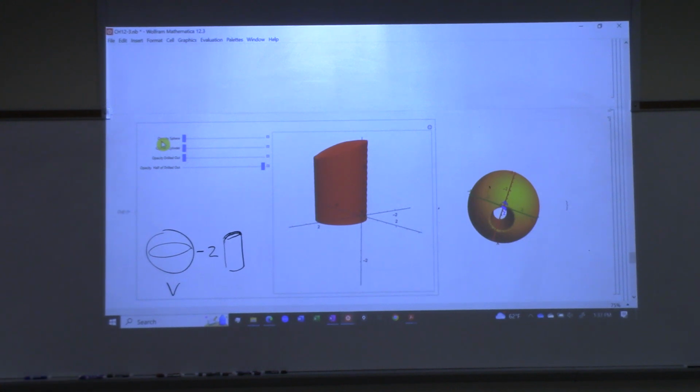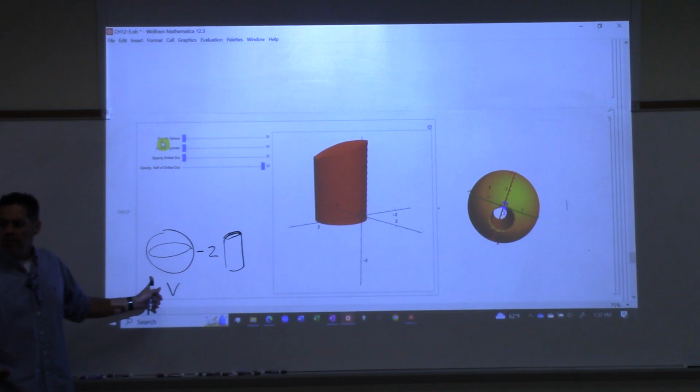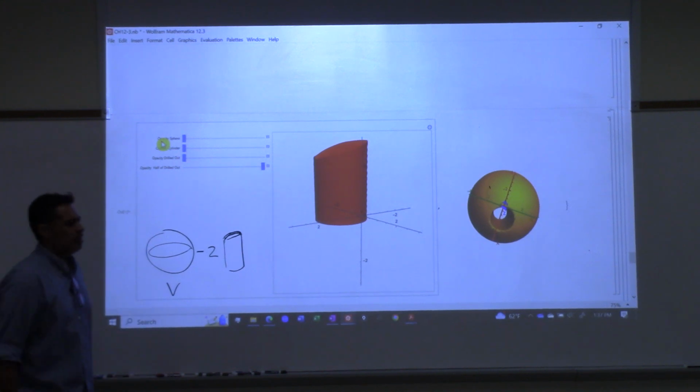Agreed? You understand my plan? Okay, let's start with this one. What is the volume of the sphere? Well, we're just going to resort to the formula. We know the volume of a sphere is 4/3 pi r cubed.